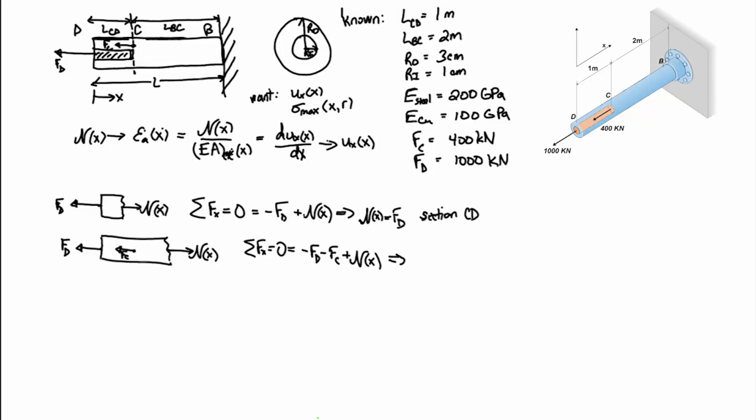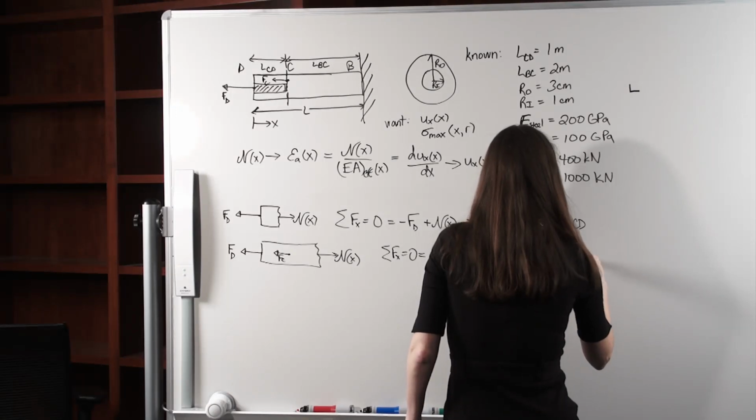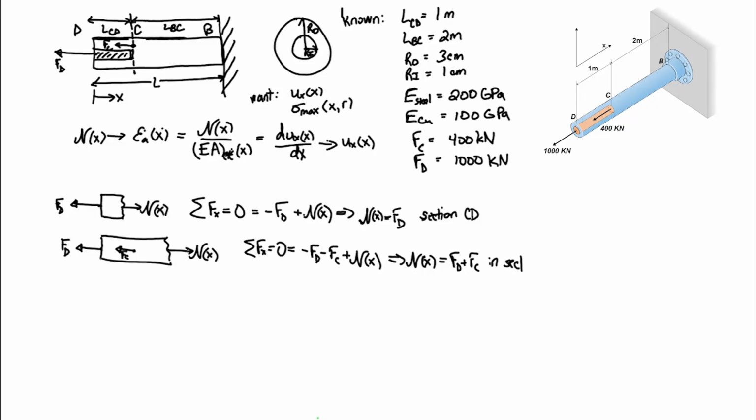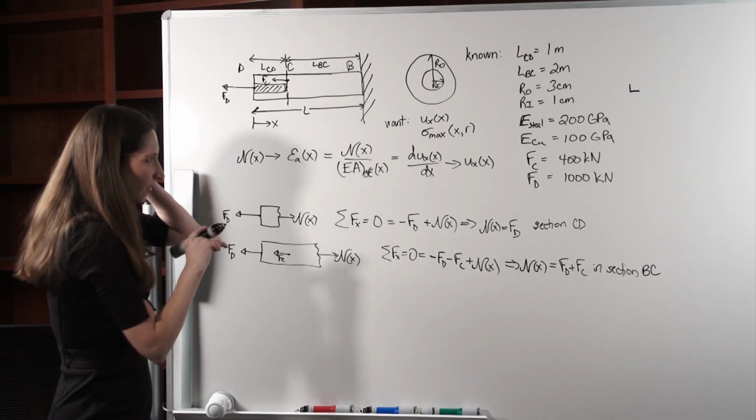And so then we get that N of x is equal to Fd plus Fc in section BC. Okay, so there's our internal resultant. So now, before we move on, let's just simplify our problem a little bit.